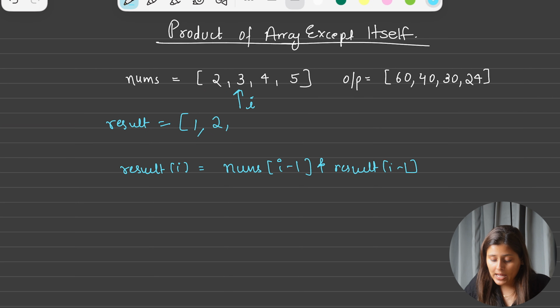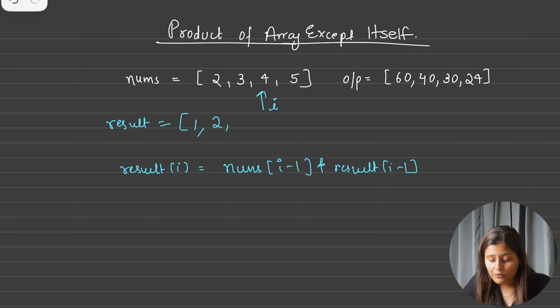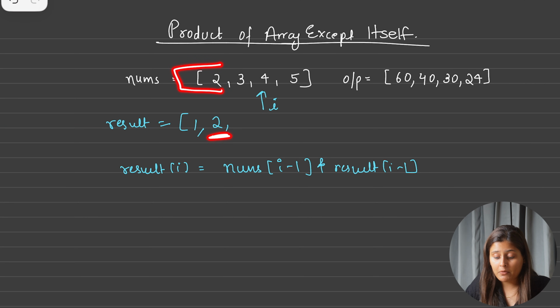Now let's move our I pointer ahead. So now it will go to 4. Now what do you think? Nums of I minus 1 is 3, and result of I minus 1 is nothing but the product till here, and when we multiply this 3 into that, that will become the left product of 4, correct.